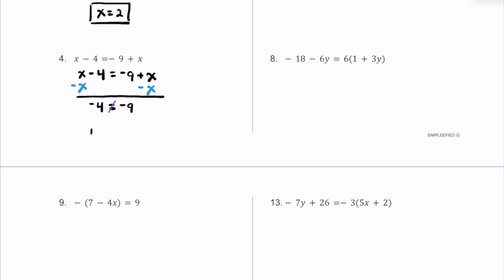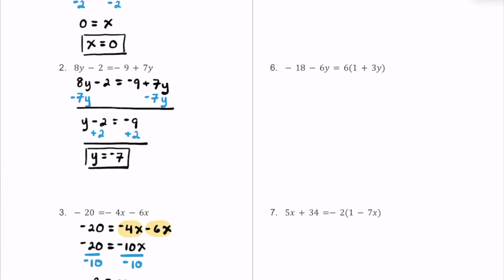And what we're going to say for our solution here is that there is no solution, which means that there's actually no possible value for x that would ever make this equation true. So if you ever get a statement that is not true, like what we got here of negative 4 equals negative 9, if that's an untrue statement or a false statement, we're going to say there's no solution.